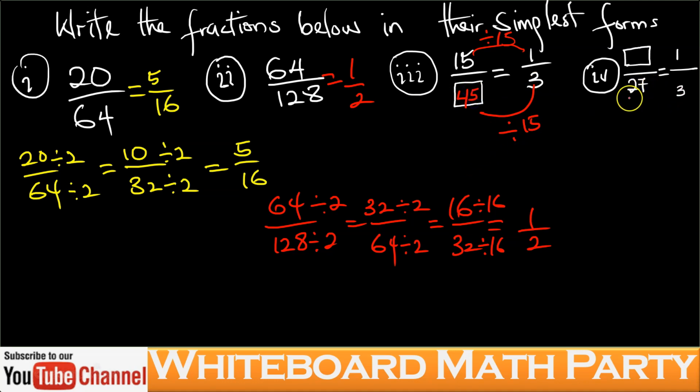What about this one? How will you check? 27 changes to 3. This means that we have divided 27 by 9. So I'm going to say 1 times 9 will give me 9. The number missing in this box is 9. So this is 9 over 27.